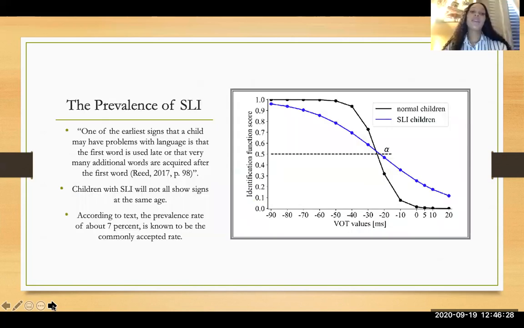The prevalence of SLI. One of the earliest signs that a child may have problems with language is that the first word is used late or that very few additional words are acquired after the first word. This comes from Reed 2017, page 98. Children with SLI will not all show signs at the same age. According to the text, the prevalence rate of about 7% is the commonly accepted rate. And here we also have a diagram of the normal curve chart, which shows the standard deviations and the means of the different scores between different children.